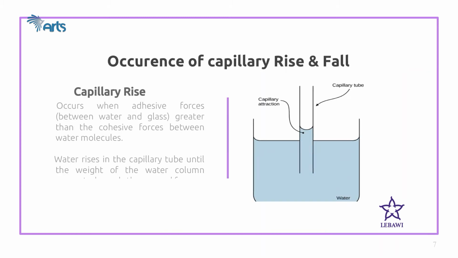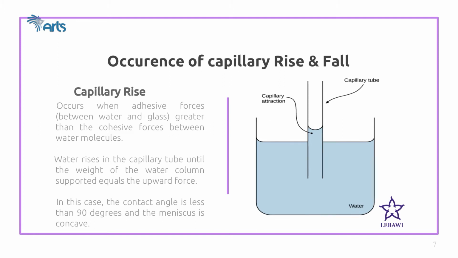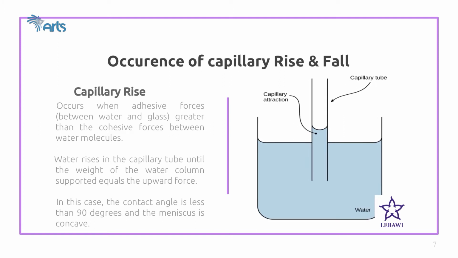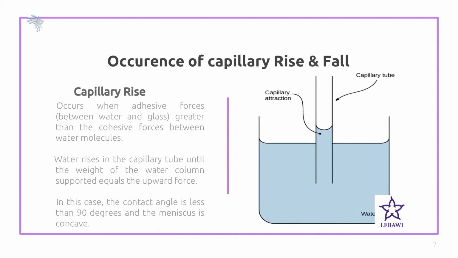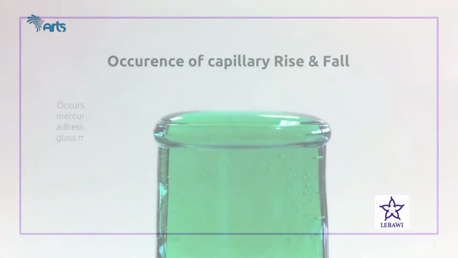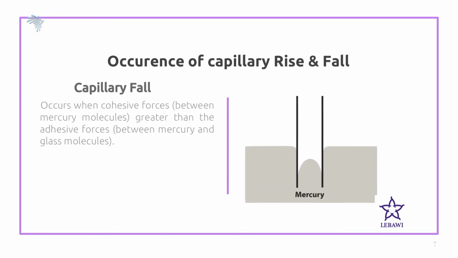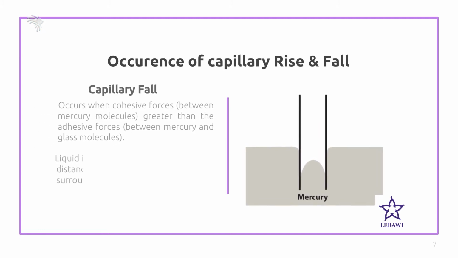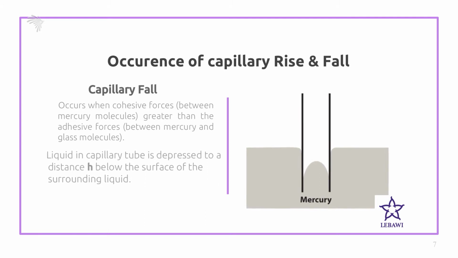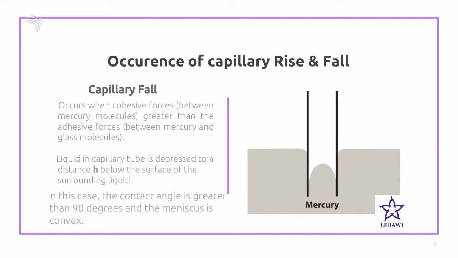Let us see the occurrence of capillary rise and fall. Capillary rise occurs when adhesive forces, like between water and glass, are greater than the cohesive force between water molecules. Water rises in a capillary tube until the weight of the water column supported equals the upward force. In this case, the contact angle is less than 90 degrees and the meniscus is concave. But capillary fall occurs when cohesive force, like between mercury molecules, is greater than the adhesive force, like between mercury and glass molecules. Liquid in the capillary tube is depressed to a distance h below the surface of the surrounding liquid. In this case, the contact angle is greater than 90 degrees and the meniscus is convex.